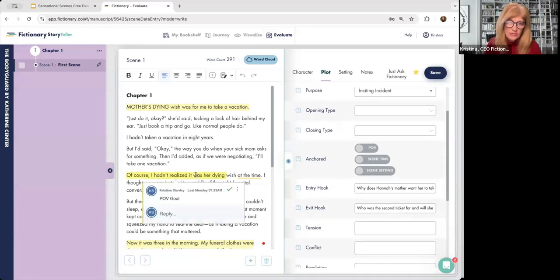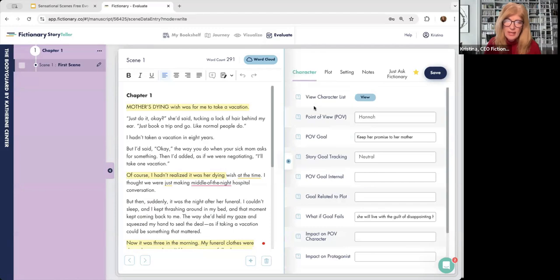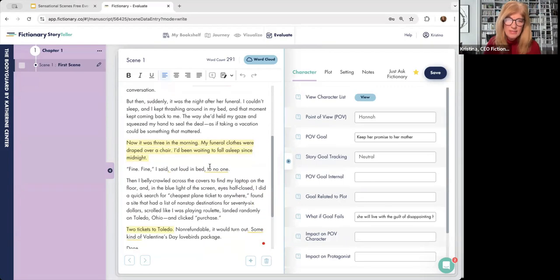Then here we've got the point of view goal. This comes under the character plot, and her goal is to keep her promise to her mother. She doesn't realize at the time that it's her mother's last wish, and so it's quite important. Then here we have the scene middle, and look at it.